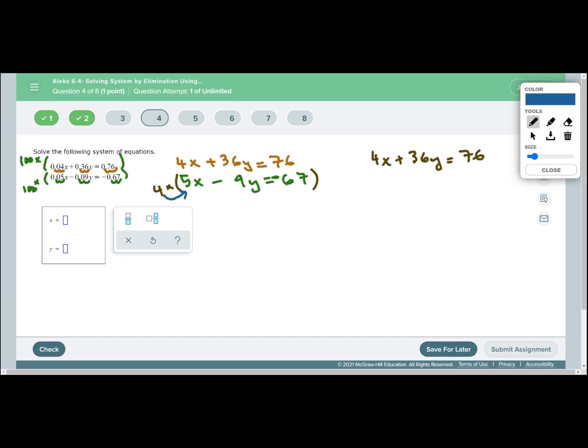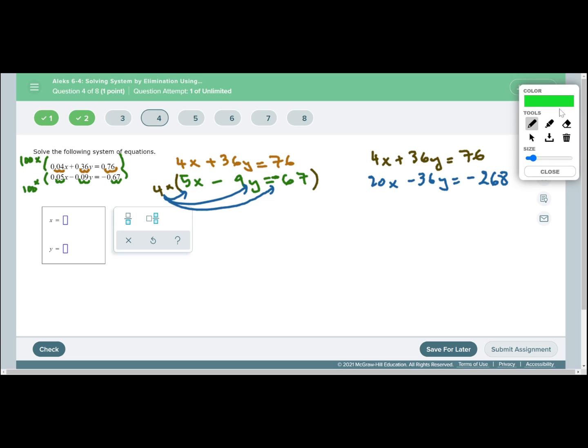Then we're going to distribute the 4. That would be 20x minus 36y, right? And 4 times negative 67, to make sure I don't make a mistake, 67 times 4, I'm going to use the calculator, 268. Now, as you see, opposite signs of the same number will cancel each other out. So we end up with 24x equal to negative 268 plus 76. That will give you negative 192.